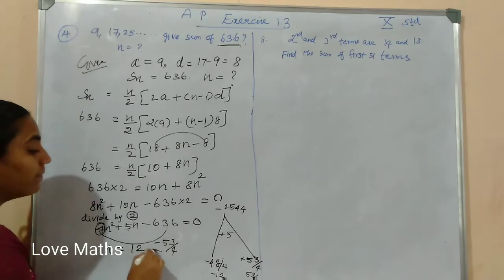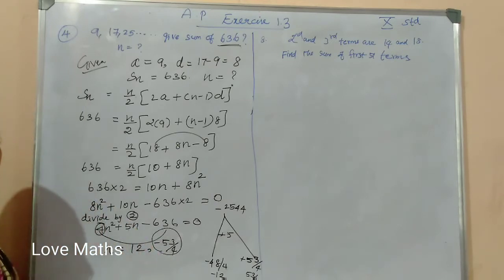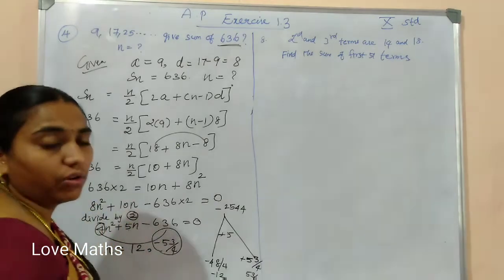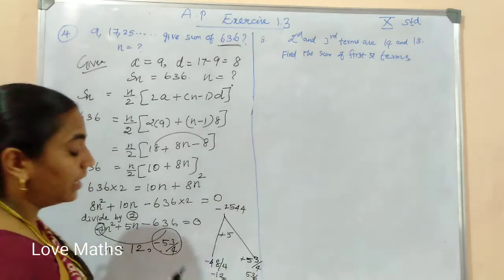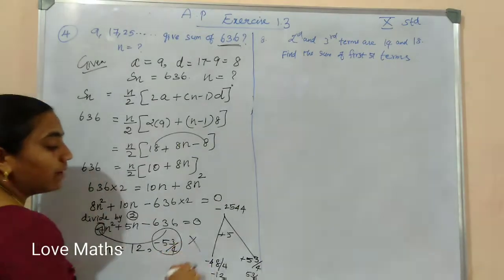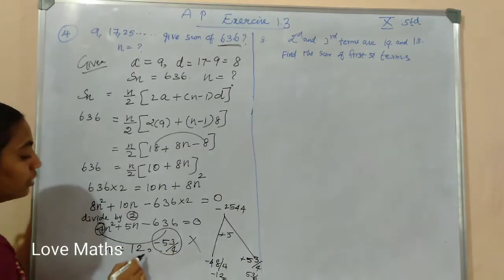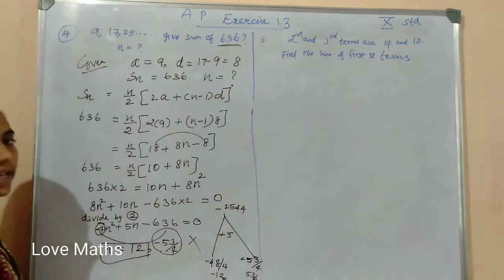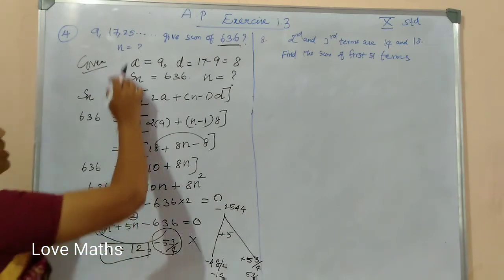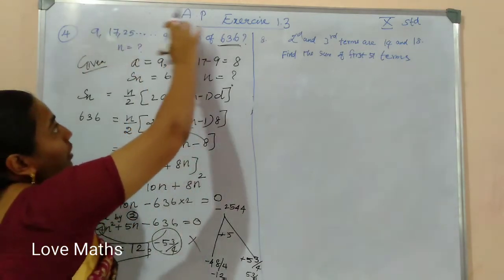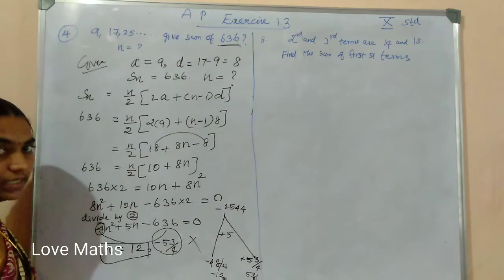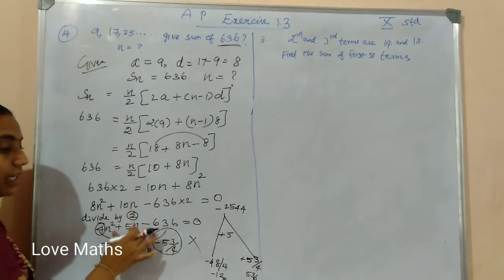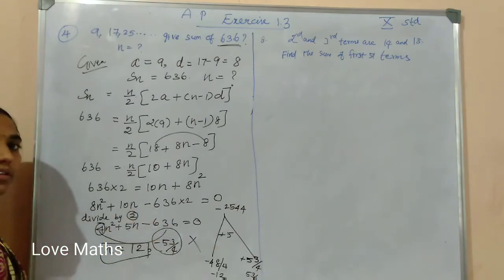The number of terms never comes as a fraction, because we only say 10 terms, 12 terms, not 11th and a half term. So the number of terms never comes as a fraction or decimal. So n equal to 12 is the exact answer. Totally in the sequence, if you add 12 numbers, you can get 336. This is the quadratic equation you already learnt in the lower class. You just apply that concept and write.